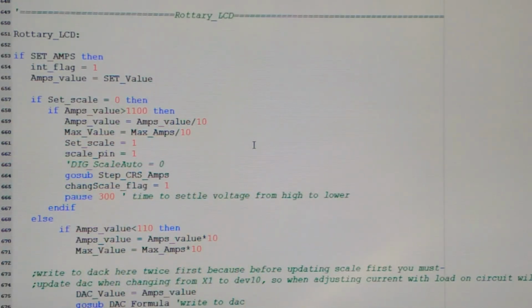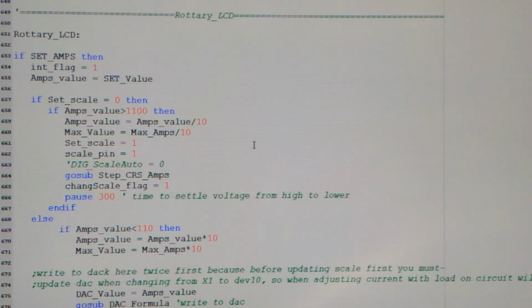Since the voltage would have been higher being on the ×1, and now I'm dividing it by 10, the hardware needs to settle down. Reason why that was done, for anybody that is interested in this, is because if your load is off, you don't have to put this. Why is that? Because your current's going to be 0. That means the voltage is going to be 0 millivolts. And therefore you don't need to settle the voltage, because it's already settled to 0, right?